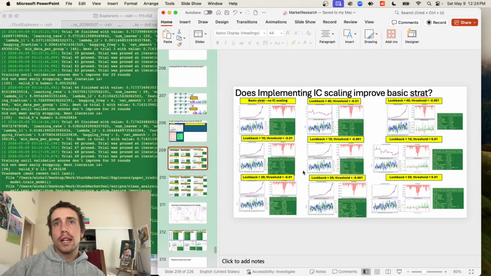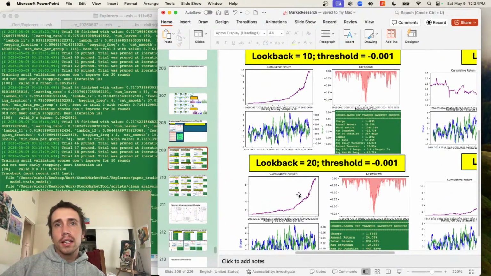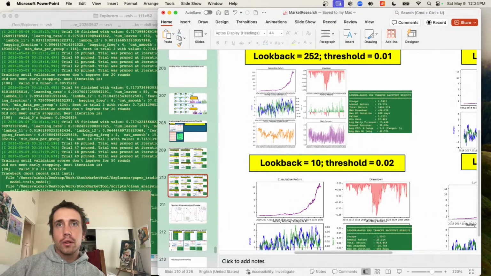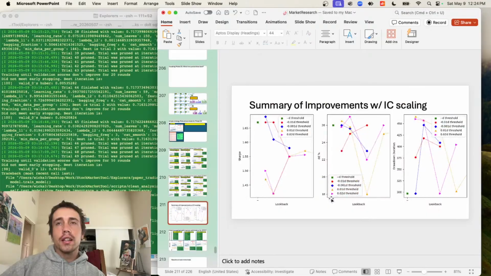So I tried scaling it down on the information coefficient, and I couldn't find anything that really improved the model too much. This one actually looks really good, but again, it's not significantly better than that last one I was showing. I also tried, oh yeah, and these are the conclusions. So you see, these are really noisy. There's no obvious trends here.